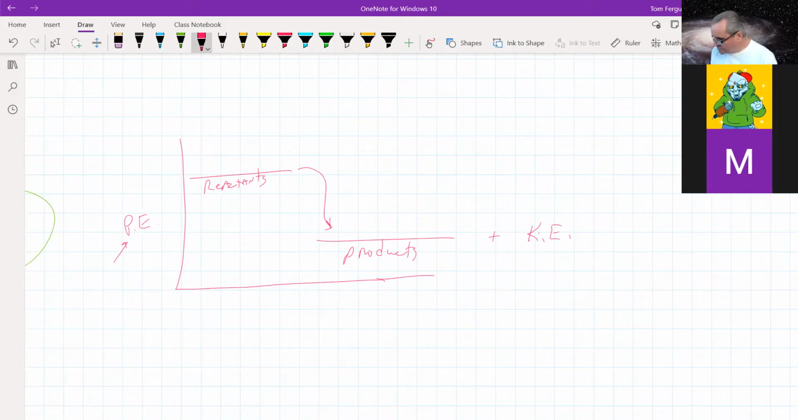So what happens when this reaction happens? When we start with reactants and go to products that are more stable, we end up with generating that. What's the measurement of kinetic energy? You already said it once. Temperature, yeah. So temperature goes up.